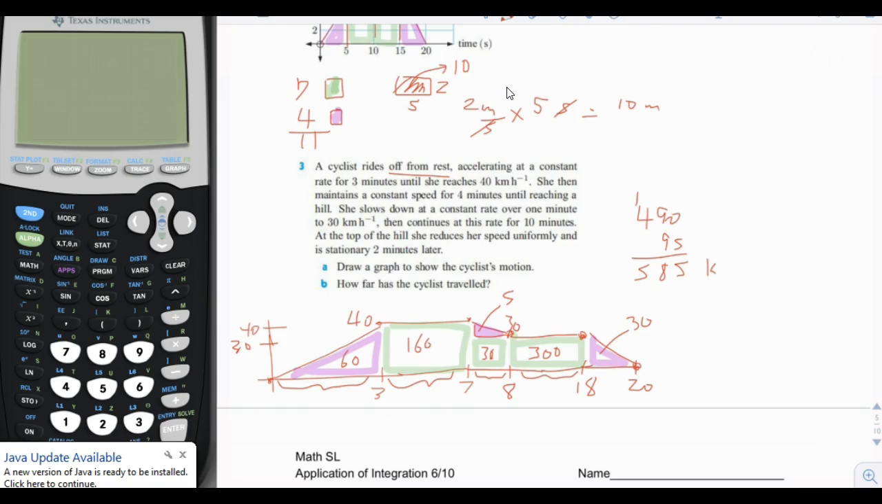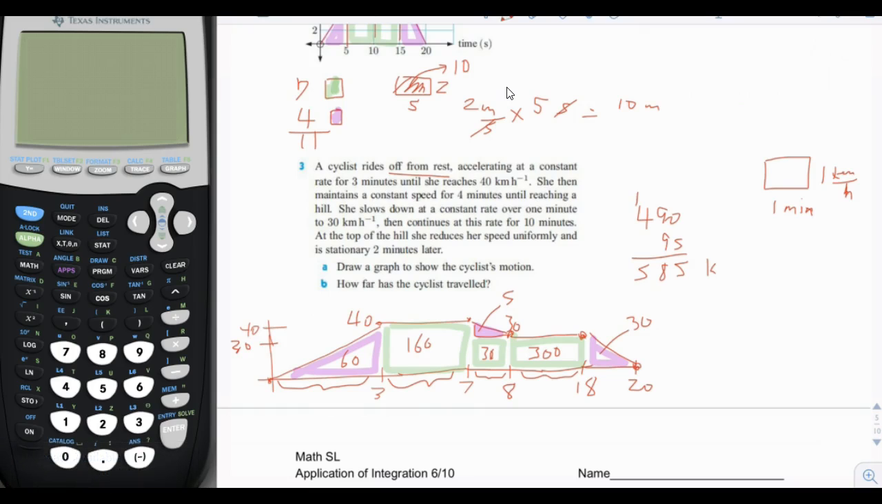Ooh, but one thing. Each one of these blocks, let's look at a block. So one block is 1 minute wide. Right? And it is 1 kilometer per hour tall. So these are not the same units. So each one of these blocks, which I thought was 1 by 1, is actually 1 kilometer per hour, which is 1 kilometer per 60 minutes.